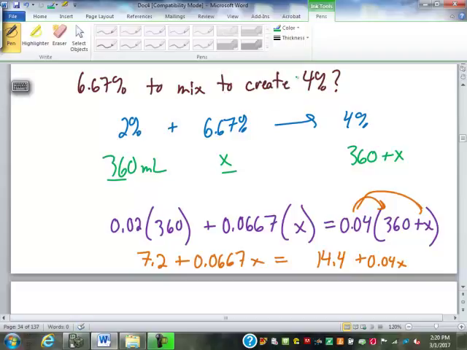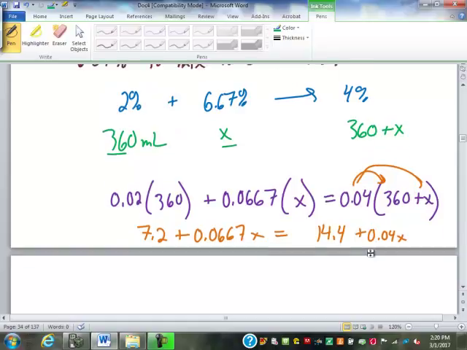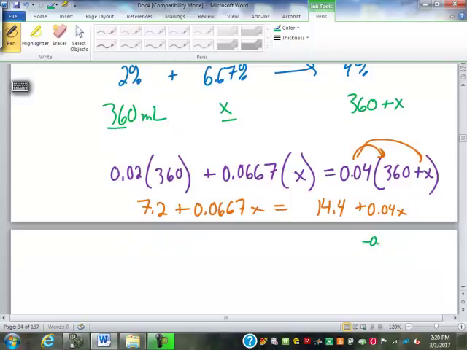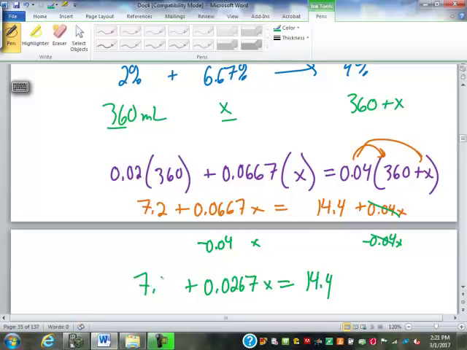So now, just like we were looking at before on those equations, we had to multiply through the parentheses to get this. And now we have a variable on each side. We have to get rid of one. We'll get rid of the 0.04X. So what we have left over here is 14.4 on the right side. On the left side, 0.0667X minus 0.04X is 0.0267X. We still have the 7.2.